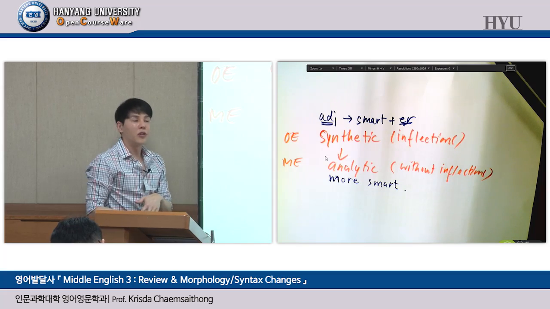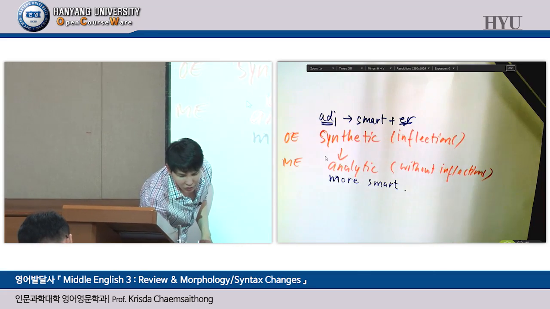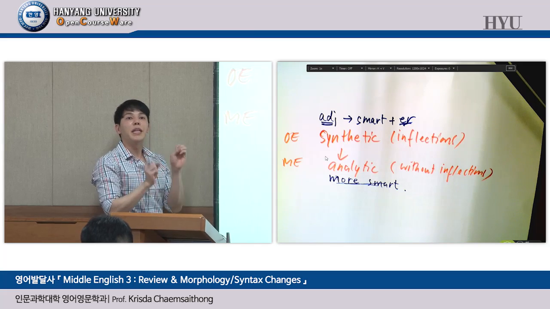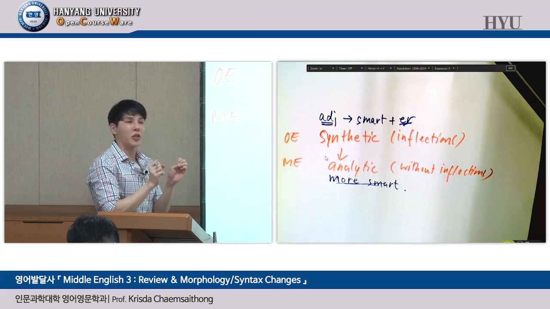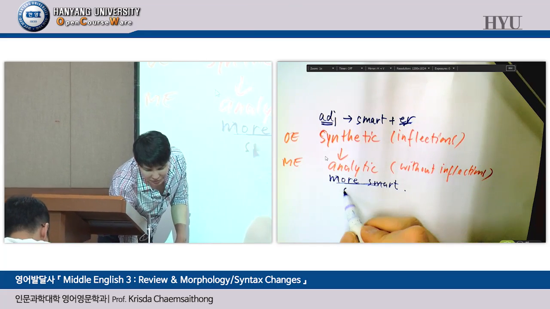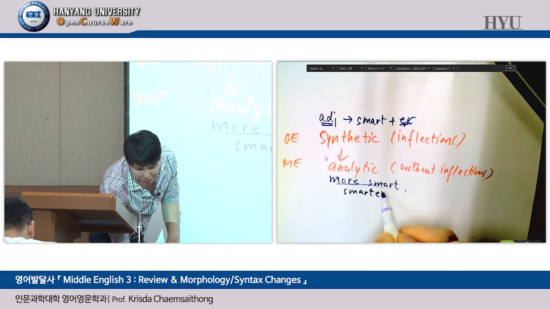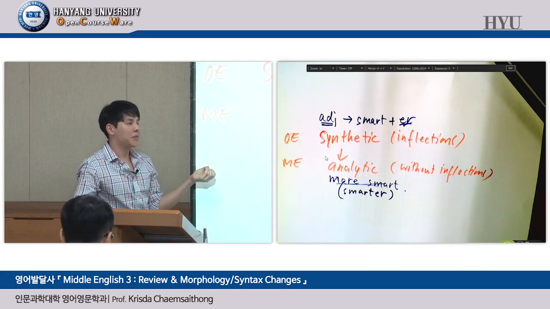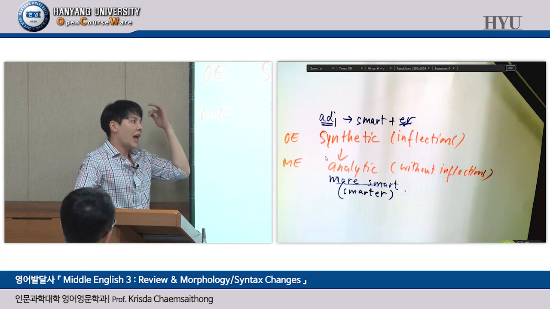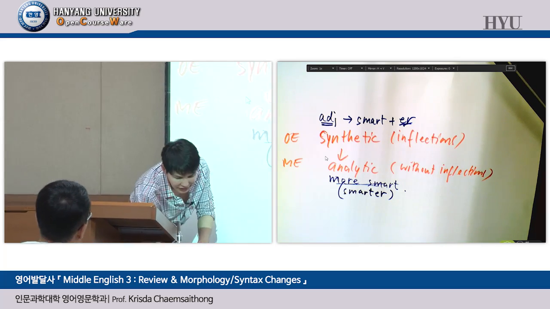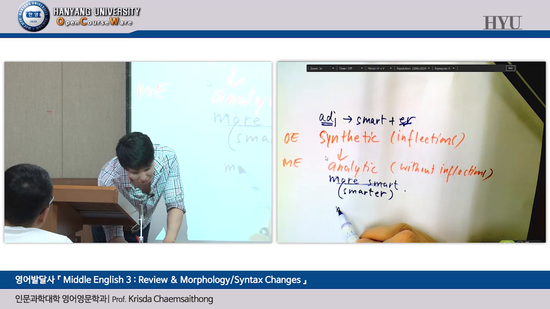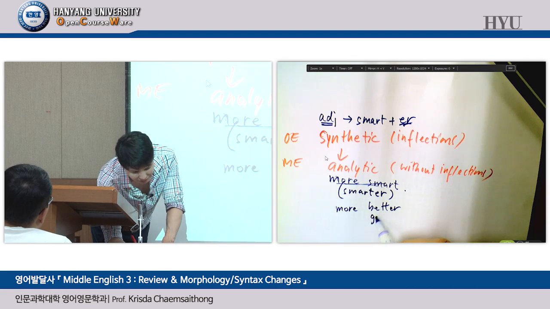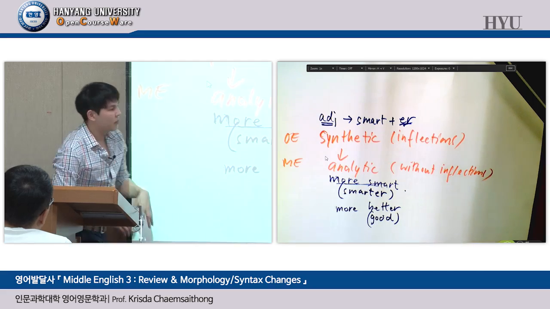Beautiful, more beautiful, like that. So in Middle English, you might see two forms competing. You might see both more smart and smarter, right? Competing. In Shakespeare, for example, that's early modern English, after Middle English even, you might see more better instead of good and better, right? So you might see more better.